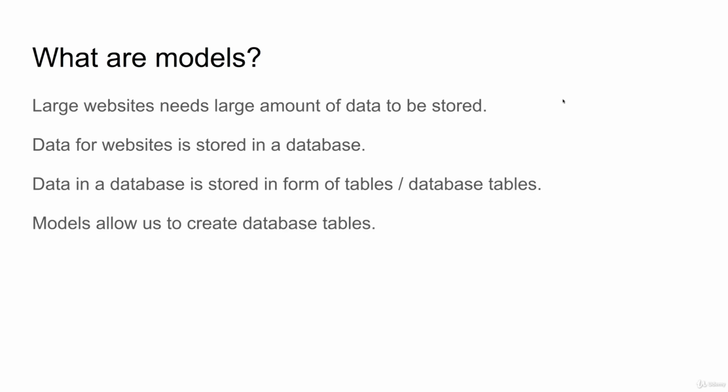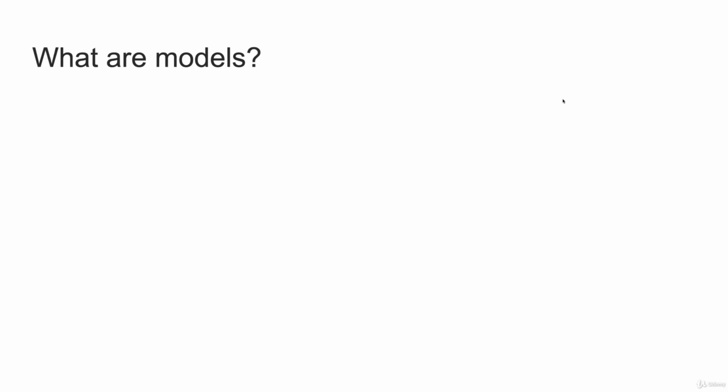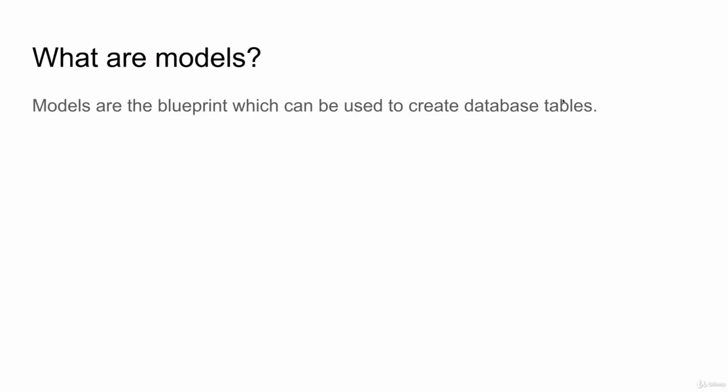What models allow you to do is create those database tables. For example, if you have to create a website, in order to store data you first need a database, and then in that database you create a table. In order to create a table, you need something called a model. So models are used to create database tables. Models are the blueprint which can be used to create database tables.